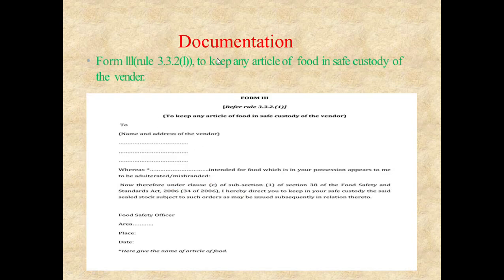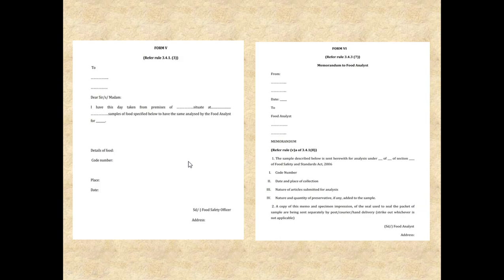And next is documentation. Form number 3, Rule 3.3.21, to keep any article of food in safe custody of the vendor. Suppose you keep any article of food in safe custody of the vendor: name, address, where, and food safety officer's area. And next is Form number 5, Rule number 3.4.1 and 3, and this is the food safety officer seal. And Form number 6 refers to Rule number 3.4.37, memorandum to the food analyst: date, food analyst name, food analyst seal and address.